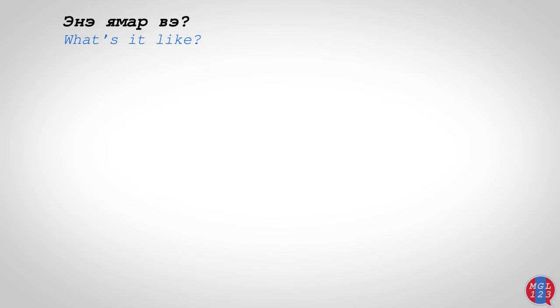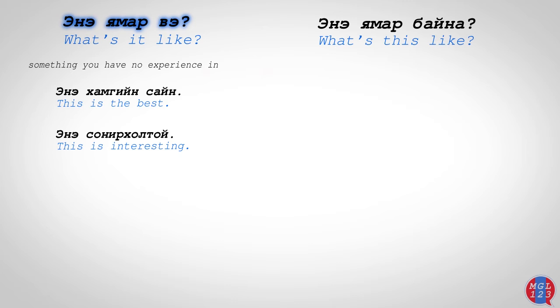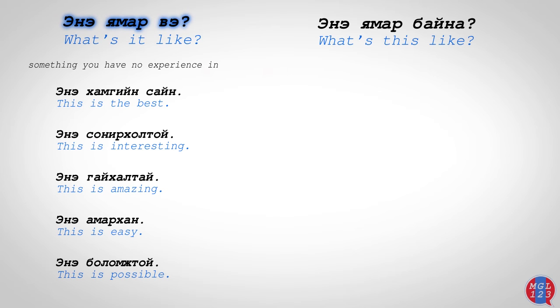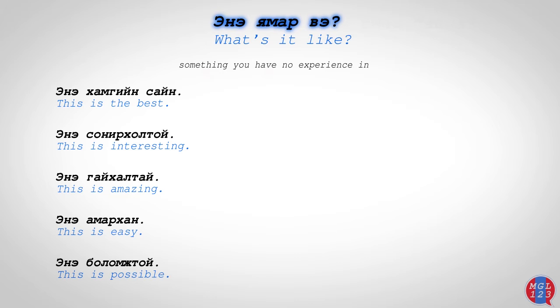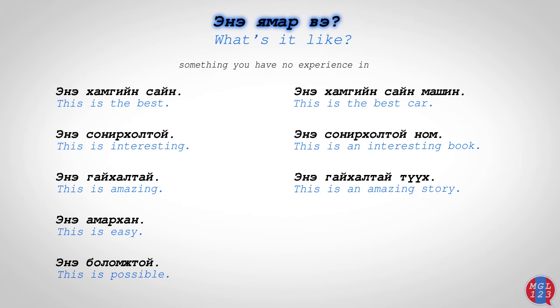Third question, энэ ямар вэ? Энэ ямар байна? Энэ ямар вэ is asked when you have no experience in something and you want them to tell you their opinion. For example, энэ хамгийн сайн, энэ сонирхолтой, энэ гайхалтай, энэ амархан, энэ боломжтой. We can also answer энэ хамгийн сайн машин, энэ сонирхолтой ном, энэ гайхалтай түүх, энэ амархан асуулт.